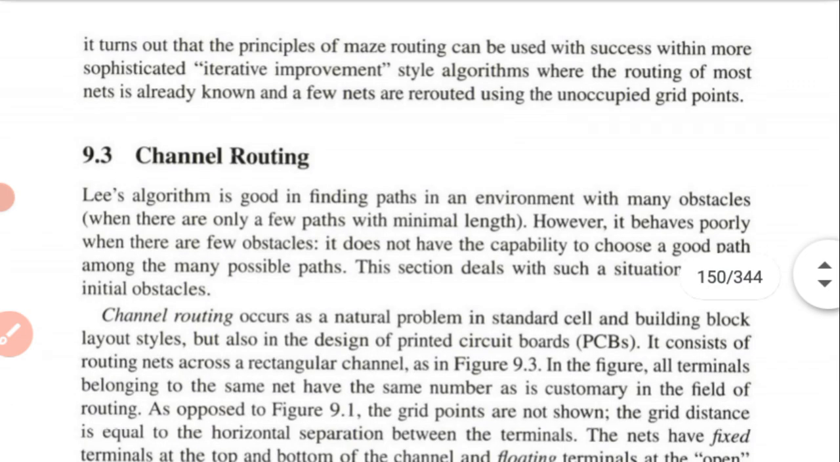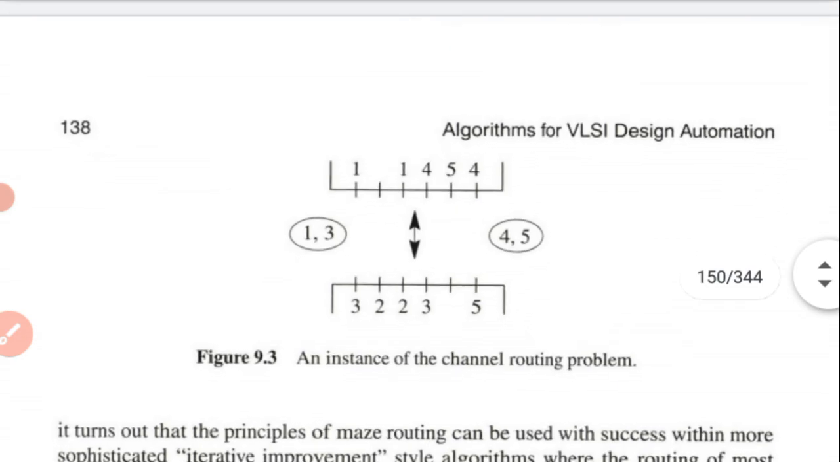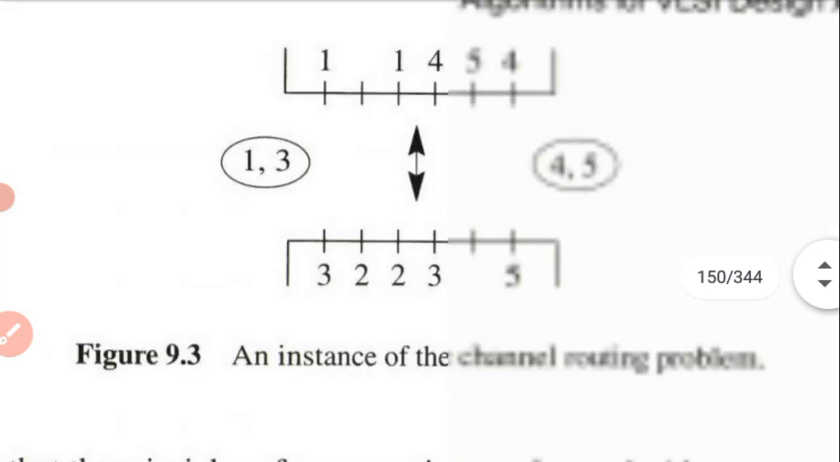So this channel routing occurs as a natural problem in the standard cell and building block layout style, but also in the design of printed circuit boards. This channel routing is also used nowadays for PCBs. It consists of just routing the nets across a rectangular channel. This figure shows an instance of a channel routing problem.